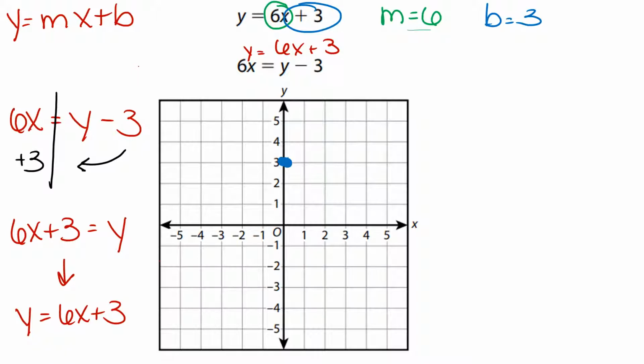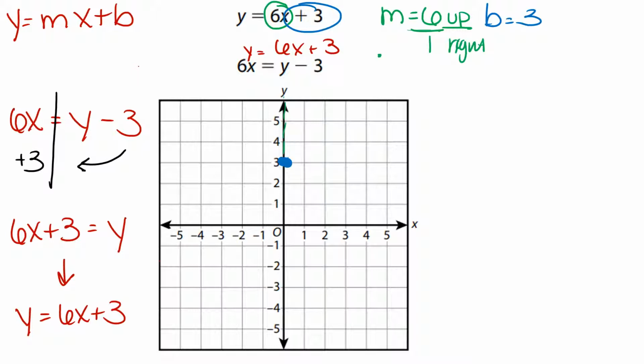Our m value is a positive 6, meaning we're going to go up. And then to the right, we go 1, because when we have a whole number, we always go to the right-hand side, and our fraction is written over 1. Now, I cannot go up 6. I go up 3. I could extend it off the graph. It would put it about there. It's a little hard to guess.